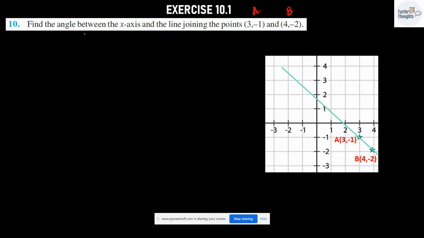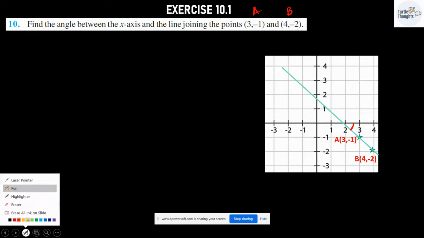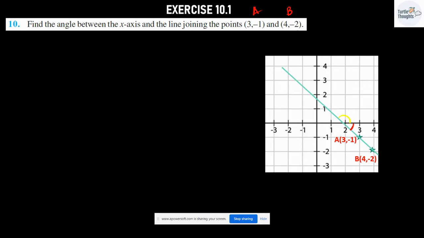Now what we have to find out? We have to find out the angle between the x-axis and the line joining these 2 points. Okay. So there are two angles over here. This is one angle with the x-axis, and also this is one more angle, right? Yes. This can also be one angle with the x-axis. But in this case, which angle do you think they are asking? They are talking about this yellow angle, not the red one. Okay, is that clear?